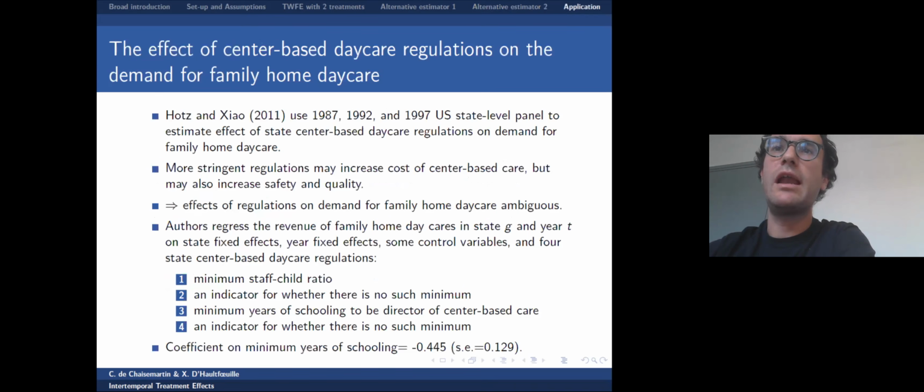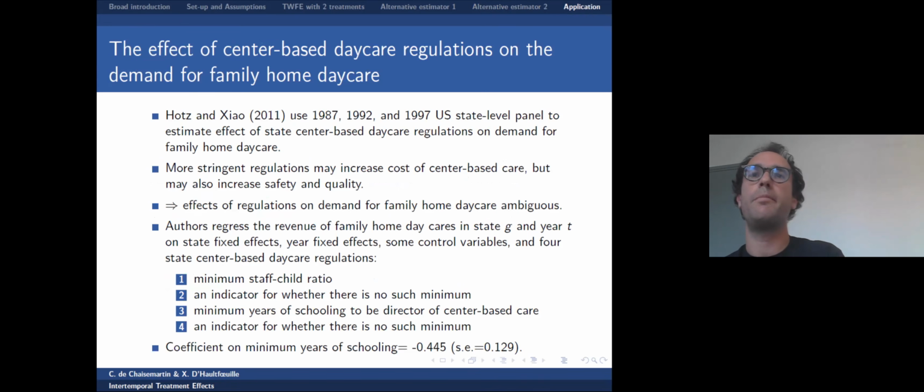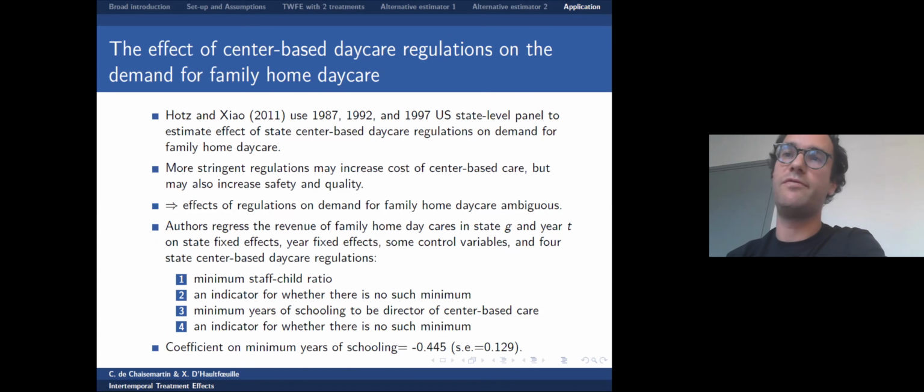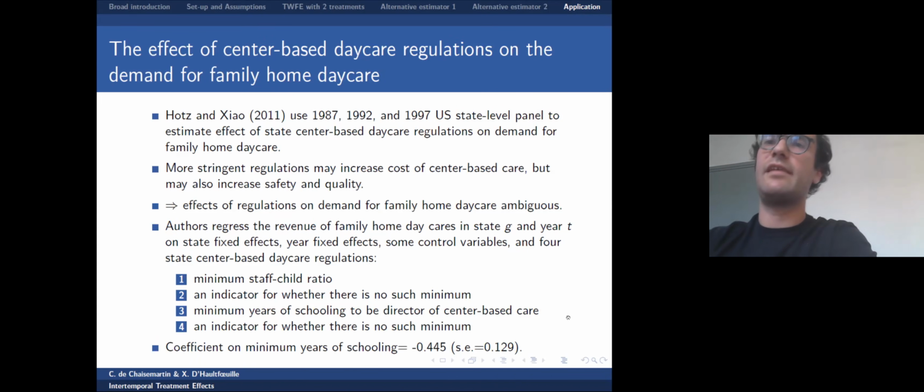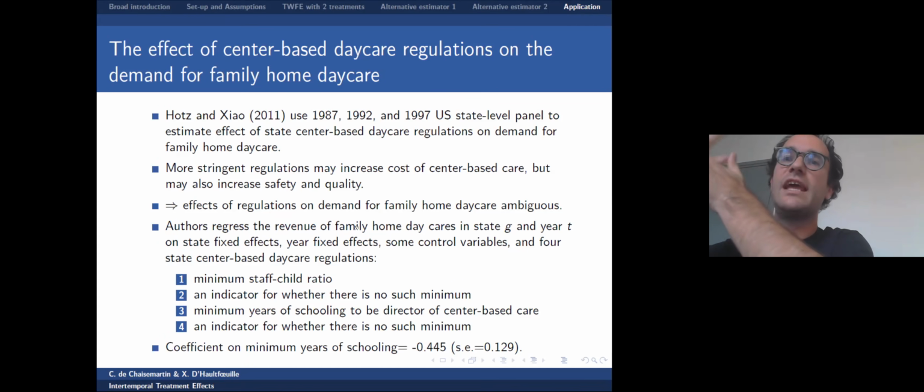Okay, so very quickly, an application. Hotz and Xiao measure the effect of daycare regulations affecting center-based daycares on the demand for family home daycare. So maybe when center-based daycares are more regulated, they become more expensive, and then the demand for family home daycare increases. But maybe when there are more regulations, the quality improves, which would reduce the demand for family home daycare.